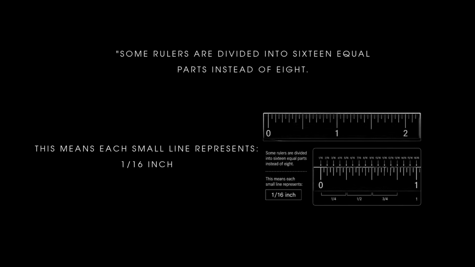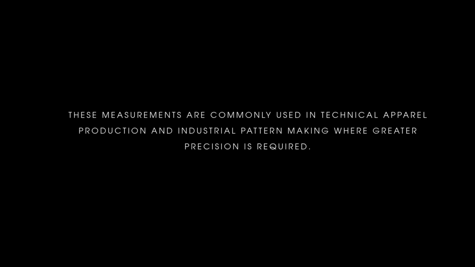Some rulers are divided into 16 equal parts instead of 8. This means each small line represents 1/16 inch. Common 16th fractions include the following measurements, so you can just follow along. If you understand the 8th scale, the 16th fractions are much easier to understand. These measurements are commonly used in technical apparel production and industrial pattern making where greater precision is required.